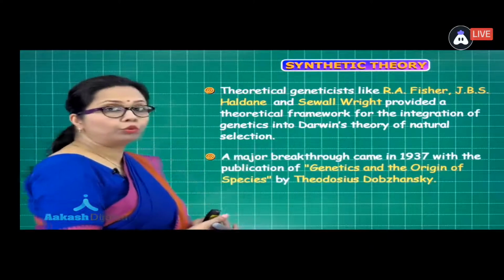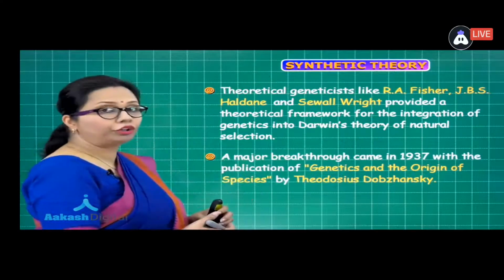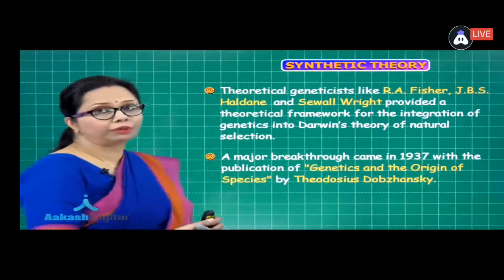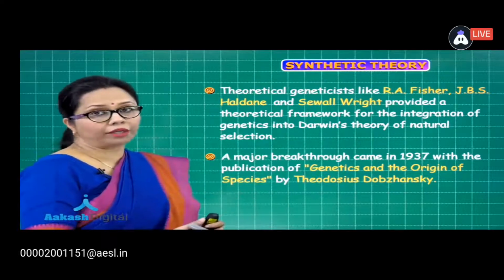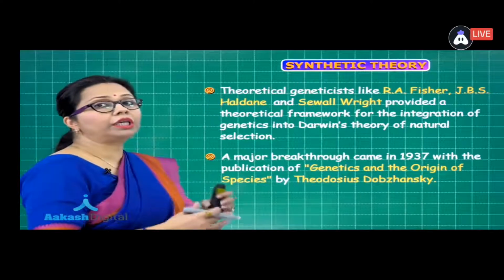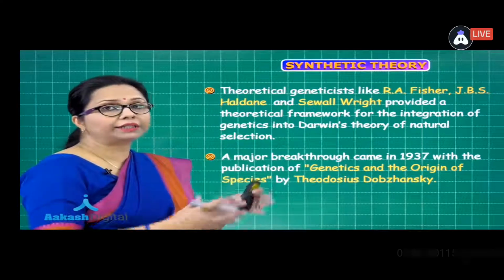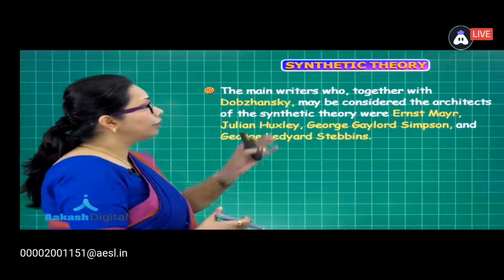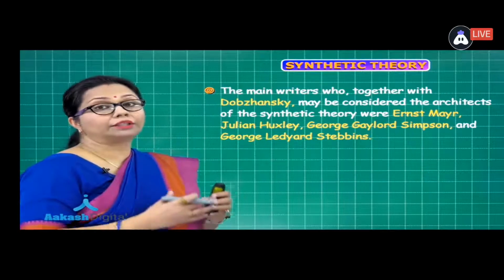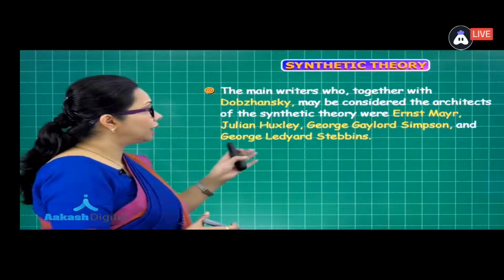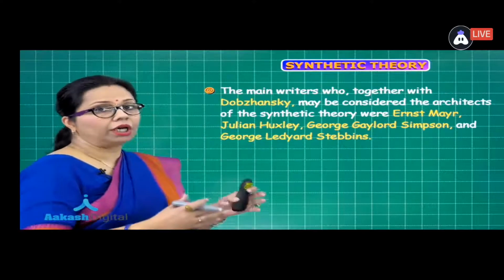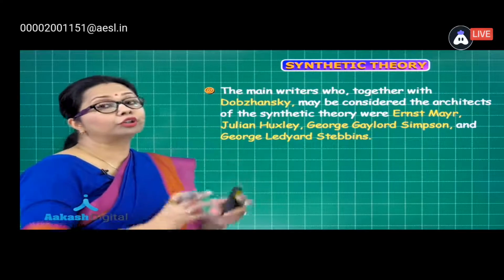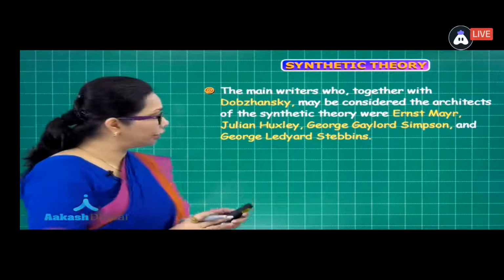Finally, a major breakthrough came in 1937 with the publication of this book, Genetics and the Origin of Species by Theodosius Dobzhansky, who was a Russian-born American geneticist. And in his book, he was able to integrate genetics and evolution together. So finally, along with Dobzhansky, Ernst Mayr, who is also known as Darwin of the 20th century, Huxley, Simpson, and Stebbins, these people contributed for the final picture of evolution, and that is the synthetic theory.